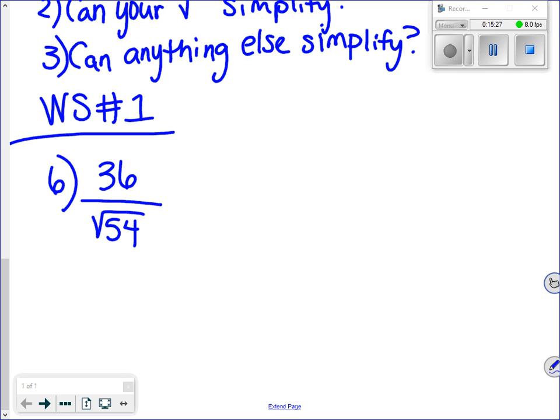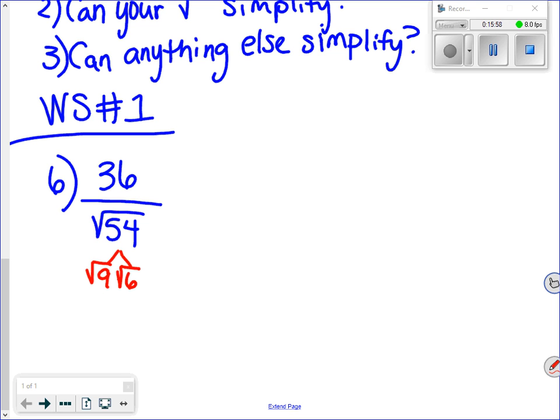So we're supposed to simplify completely. What can we do first? Worksheet number 1 only, not the quiz. Number 6. Okay. All right, so what can I do? Okay, simplify the square root of 54. What will 54 factor into? Okay, so 9 times 6. 9 would be the biggest perfect square that will go in there.